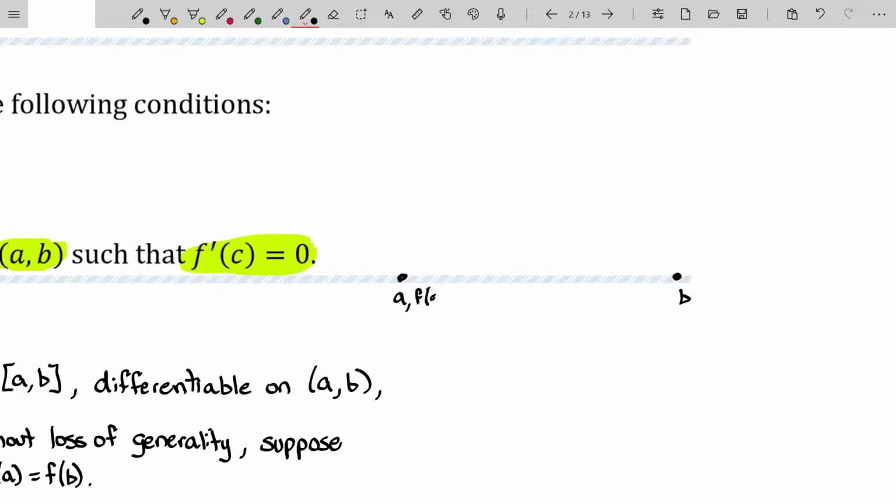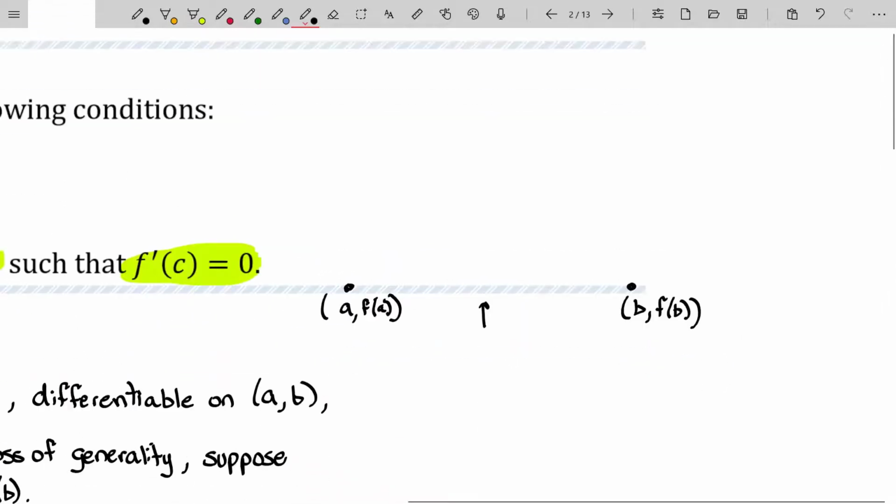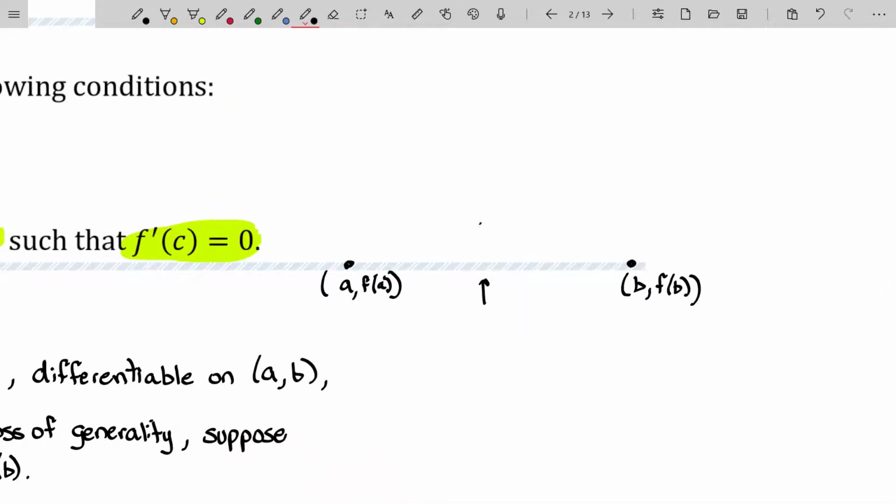Actually, let me write the (a, f of a) in there, and the (b, f of b) in here. What we're saying is just assume there's some point in here where the function is slightly above or significantly above, it doesn't really matter, those two heights. Of course, we could have assumed the opposite.